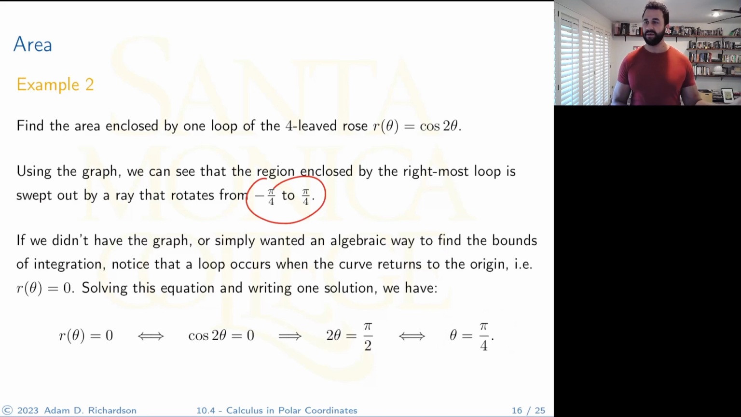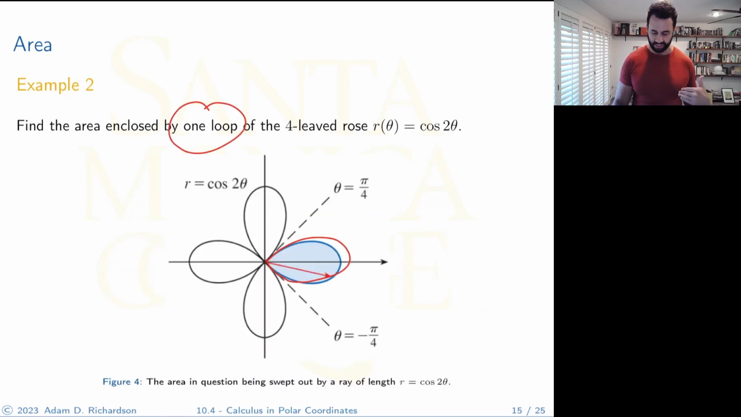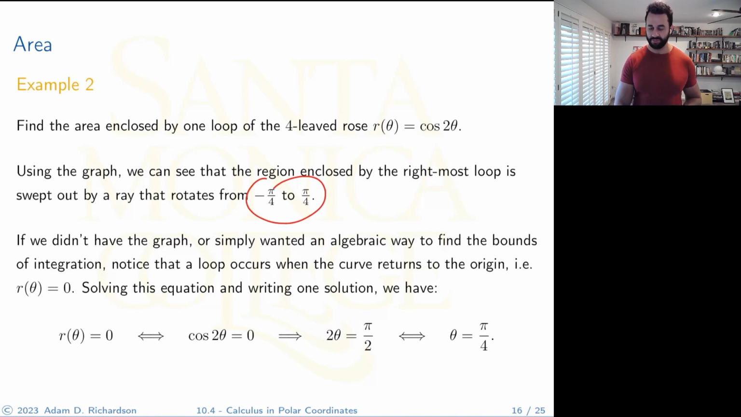And then the reason I picked negative pi over 4 is just because it'll be easier to integrate between those two rather than integrate between these two up here. Because you could also integrate between pi over 4 and 3 pi over 4, and you would get the same result. But there's some nice symmetry involved here, and it's going to be handy to exploit that symmetry in this case. All right, so that's how you would do it algebraically.